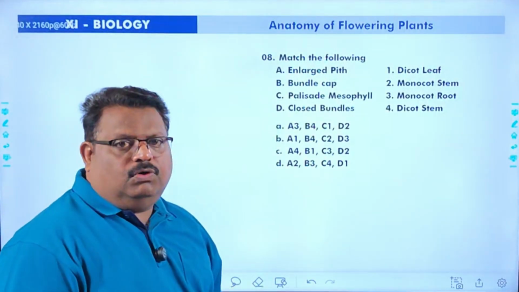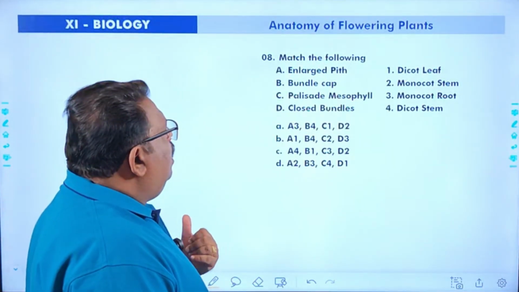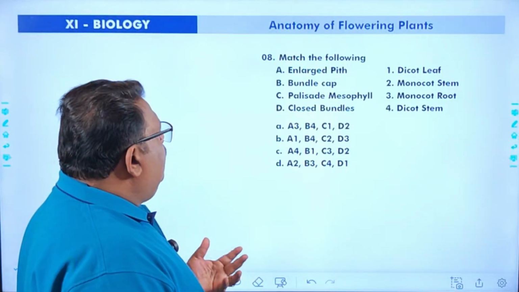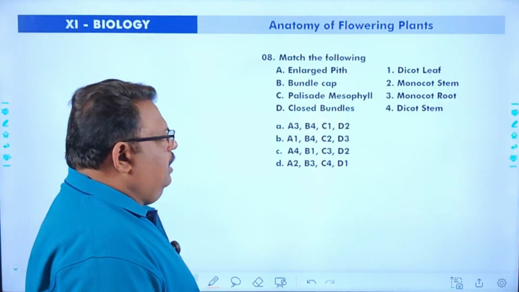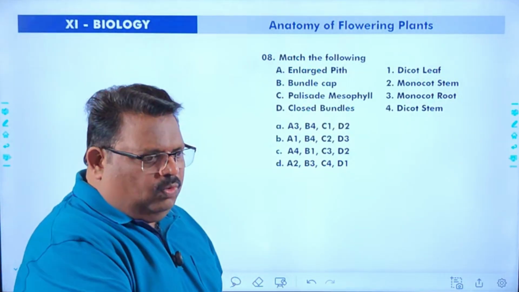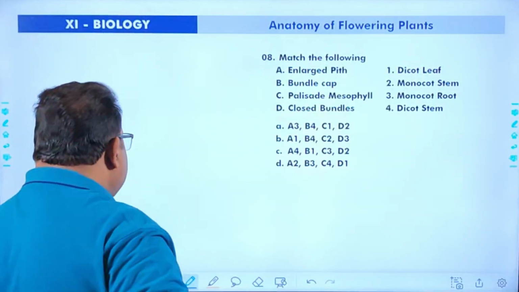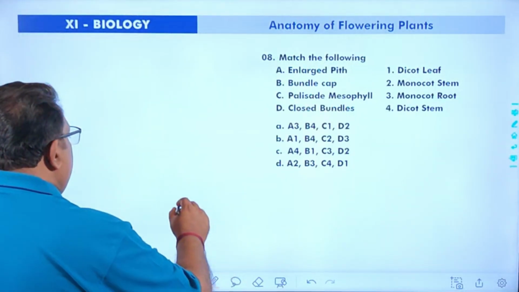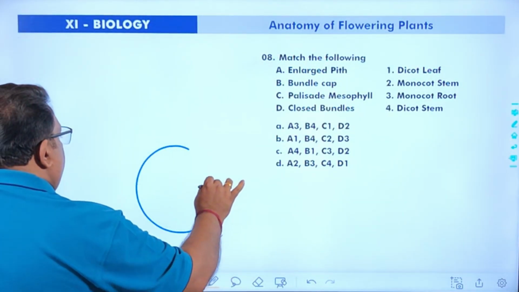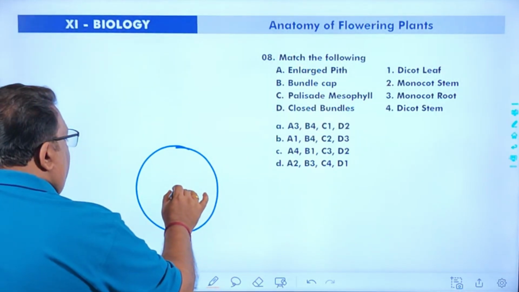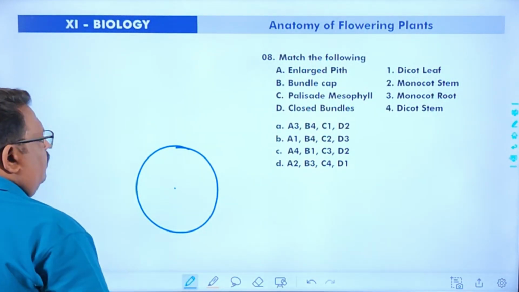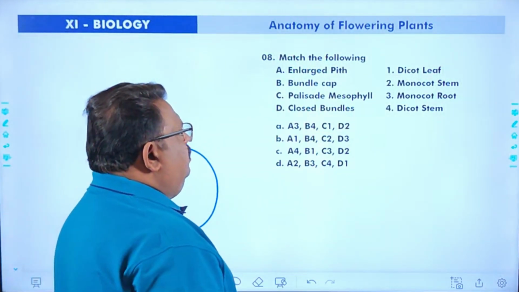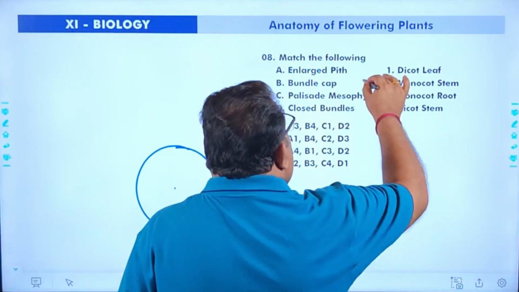Next question is a match the following type of question. A large pith, bundle cap, palisade mesophyll, closed bundle. You can see what is meant by pith. Pith is the central area, isn't it? The central area of the stele is called pith. This is the stellar region. This area is called a pith. Enlarged pith can be seen in monocot root.